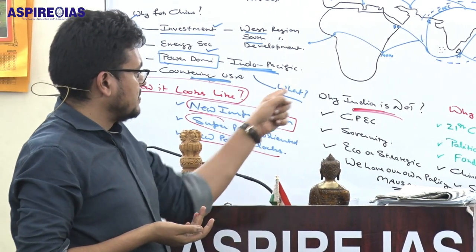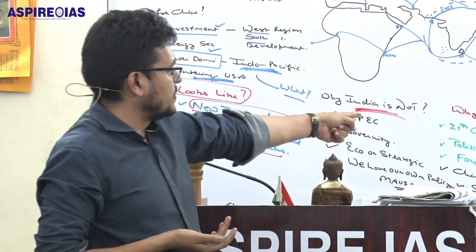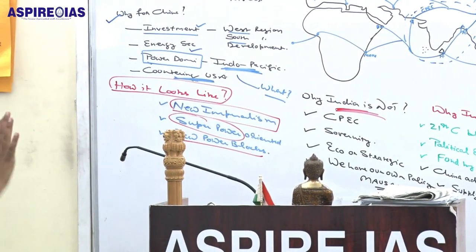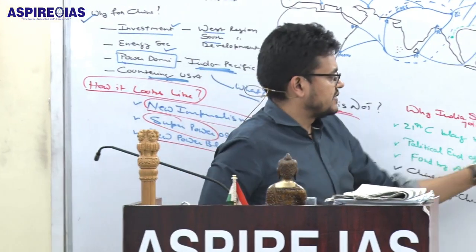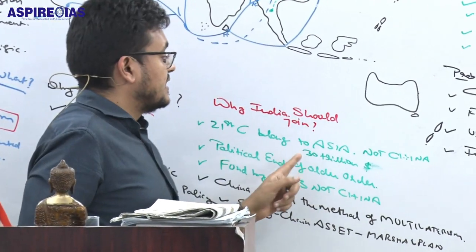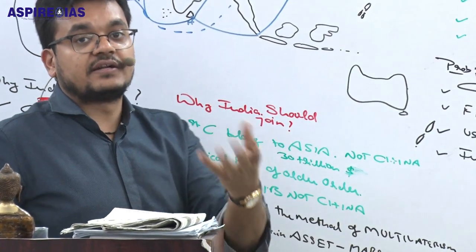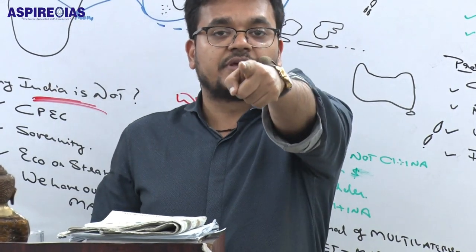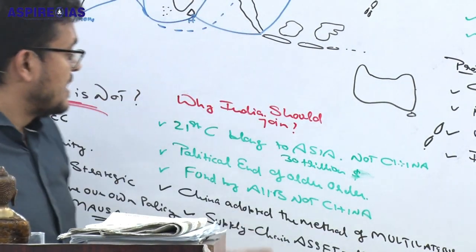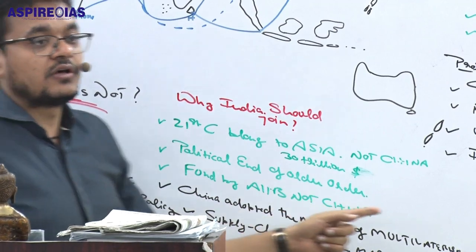India should join because, number one, the 21st century belongs to Asia, not to China. That means India should shed this notion that the 21st century belongs to China. No, the 21st century belongs to Asia and India is a part of Asia. And it is a $30 trillion opportunity in which we should participate. This is the first thing you should write in the UPSC paper. 100% you will get good marks. This is my challenge.